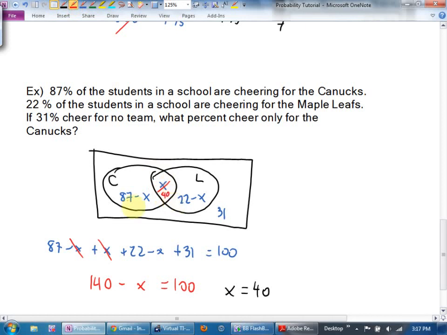Hey, that's 37. Hey, there's my problem. This is what I was worried about occurring. Dope! Negative 18. Well, it's the Leafs fans.